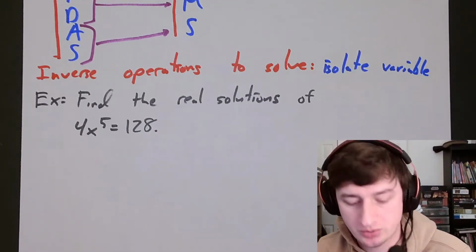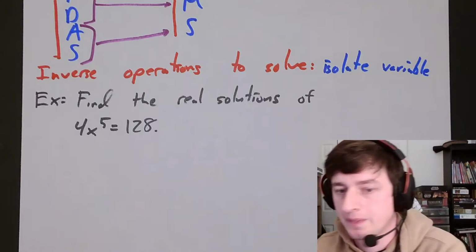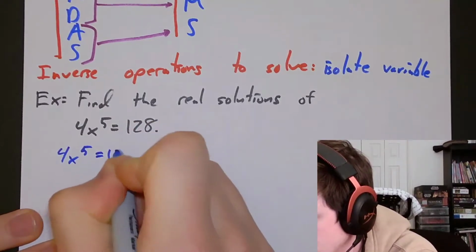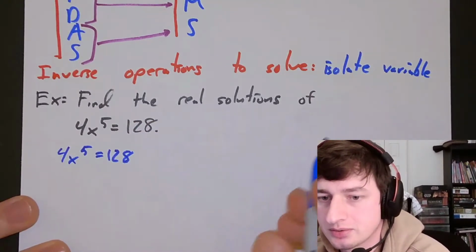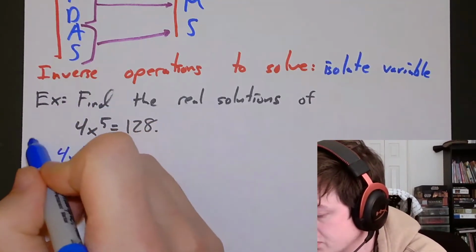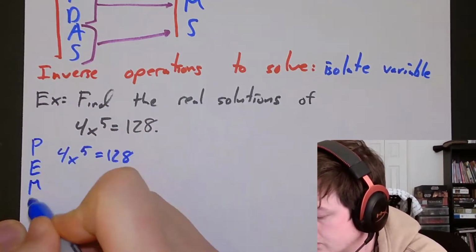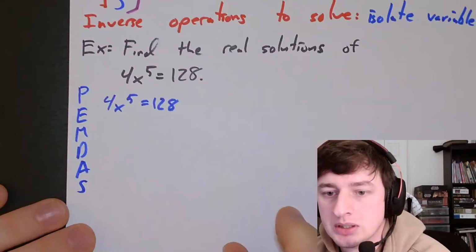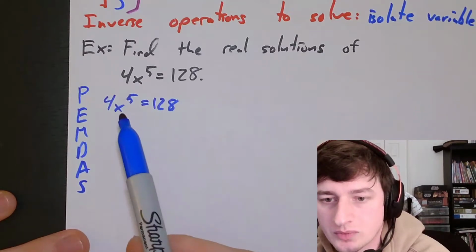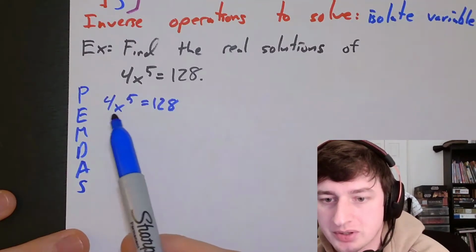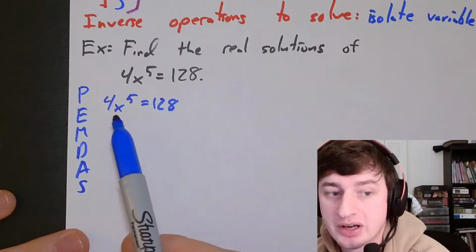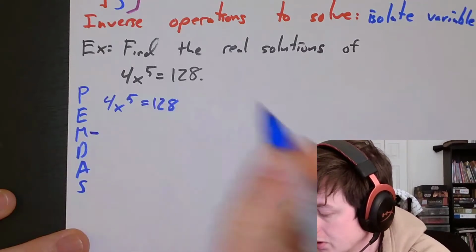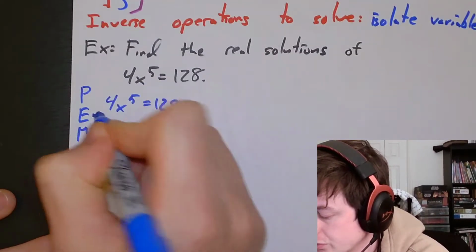So, we have our equation, and we're going to do inverse operations. I'm going to write PEMDAS on the side here. Probably won't need all that. We have multiplication happening. First we want to identify what operations exist in our equation. Well, we have multiplication and we have an exponent. Those are the two things happening.